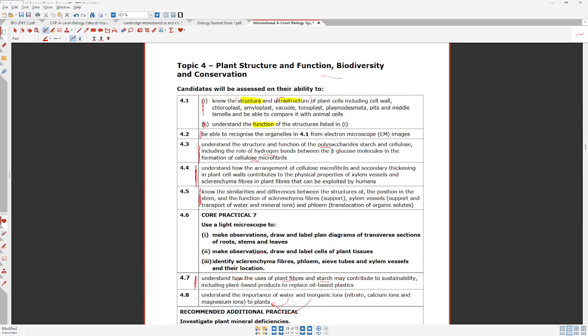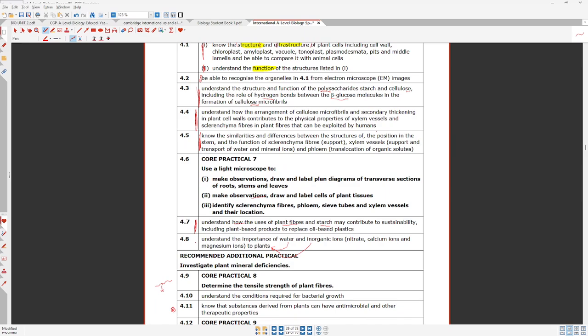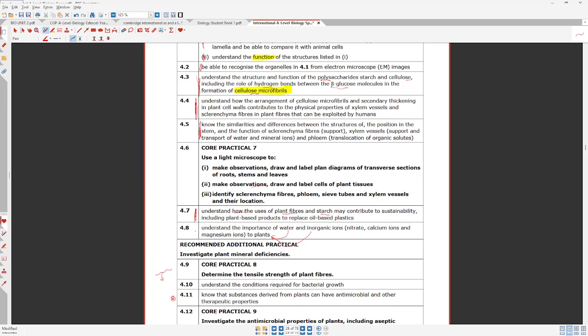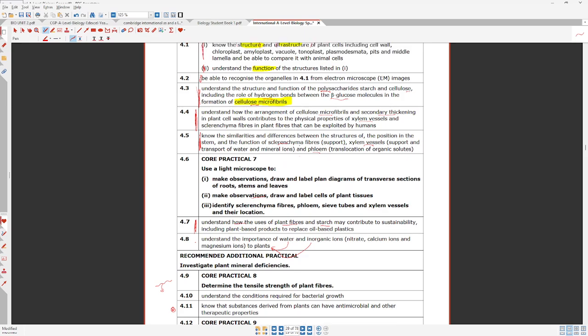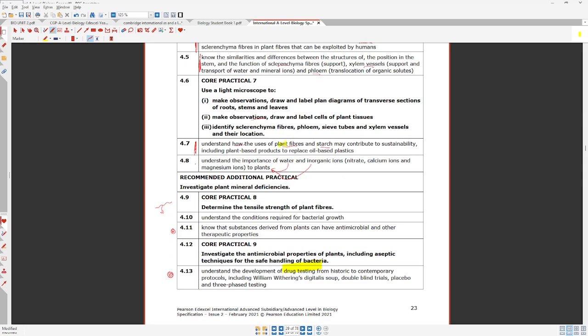Structure and function of polysaccharides. Now we're looking at what's going to be present inside the cell walls, which is cellulose. Mainly the relationship of how beta glucose works, and also, importantly, how the cellulose microfibrils and the secondary thickening in the cell walls are involved. These two things give the physical properties of xylem vessels. Now we're looking at sclerenchyma, xylem vessels, and phloem. These three, and then we can talk about the rest later, because that goes into smaller things such as plant fibers, which I think is truly important.